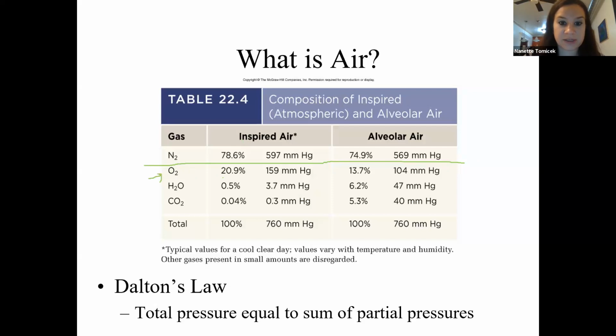If you were curious, oxygen makes up about 20.9% of the air that you breathe in the atmosphere. And as the air comes into the lungs and mixes in the alveoli with all of our used up, spent air, that percentage drops pretty quickly.